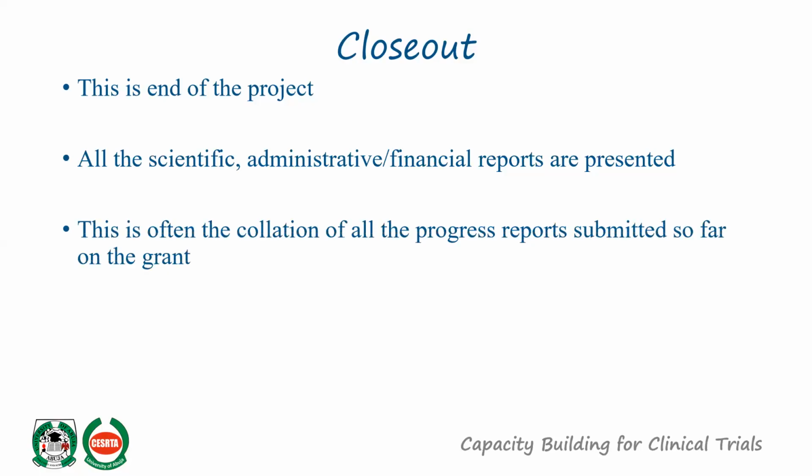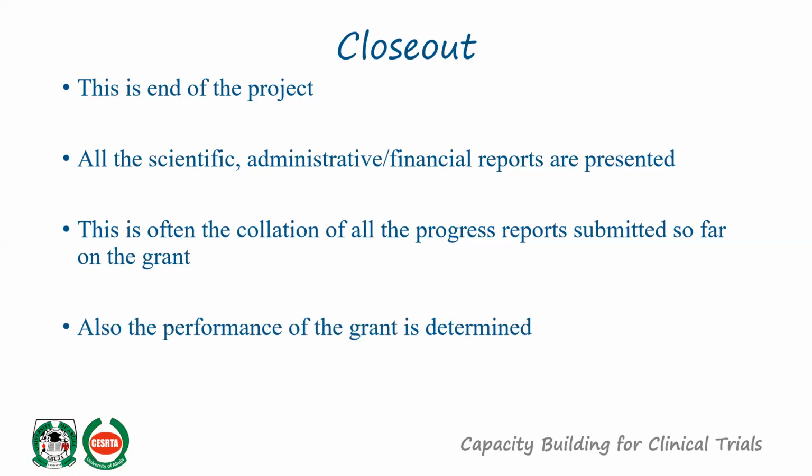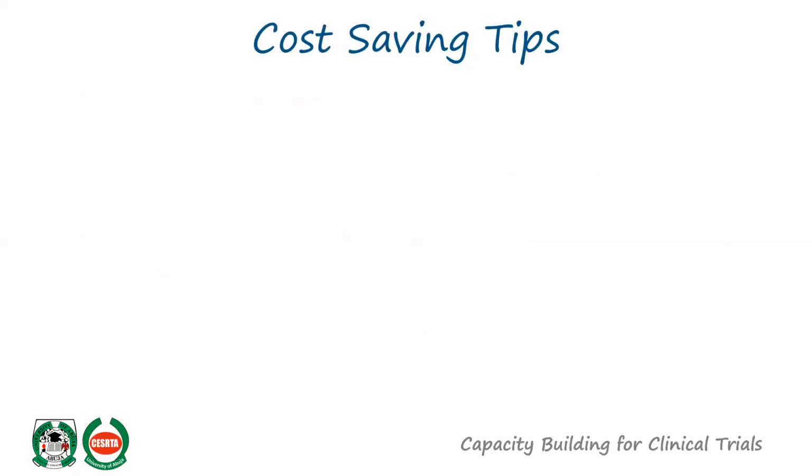At that time, they are all presented, and this is often the collation of all the progress reports. For example, if the clinical trial is for 3 years or for 5 years, at least every year a report will have been given. So by the time you are doing the closeout, around the 5th year, or if it's the 3rd year, then it will be the collation of the previous ones that we've been submitting. Also, to check the performance of the grant at that time. Then finally, the closeout is done and the meeting is held.